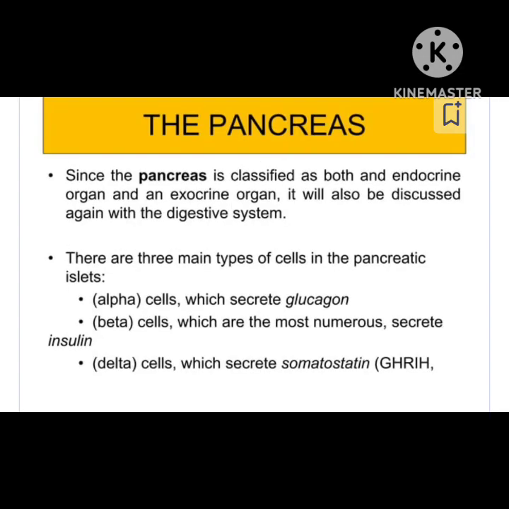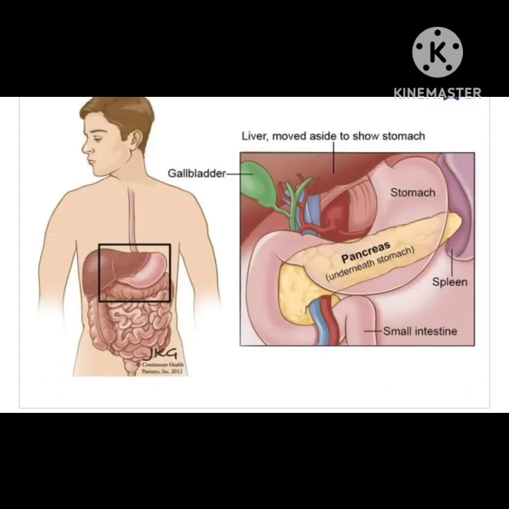So next we will discuss the pancreas. The pancreas is classified as both an endocrine organ and an exocrine organ. This is the only gland which is classified as both endocrine and exocrine. So the pancreas is exocrine and endocrine. So this is the position of the pancreas. Where is the pancreas situated? It is underneath the stomach. So this is the position of the pancreas.